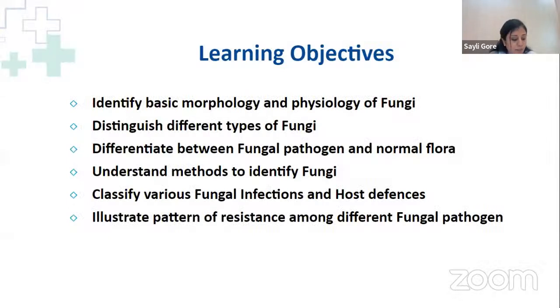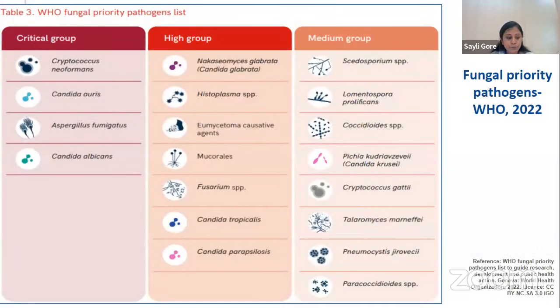So now let's begin with our main objectives: identifying the basic morphology and physiology of fungi, distinguishing different types of fungi, differentiating between the fungal pathogen and the normal flora, understanding the methods to identify or detect the fungal organisms, classifying various infections, and how our immunity plays a role in abating these infections, and shortly illustrating the pattern of resistance amongst the different pathogens.